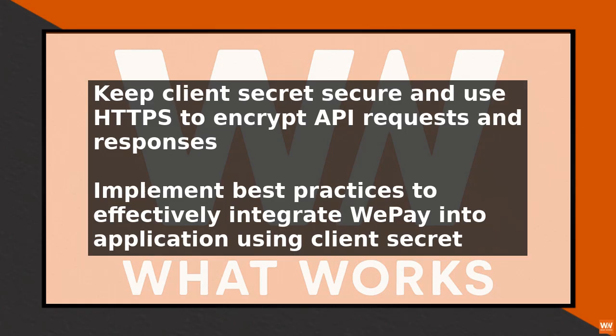To summarize, using WePay Client Secret is a secure way to authenticate and authorize transactions on the WePay platform. You need to obtain a client ID and client secret, register your application, and use the client secret to generate an access token. Make sure to handle errors and exceptions properly and keep the client secret secure. By following these steps and best practices, you can effectively use the WePay Client Secret to integrate WePay into your application.